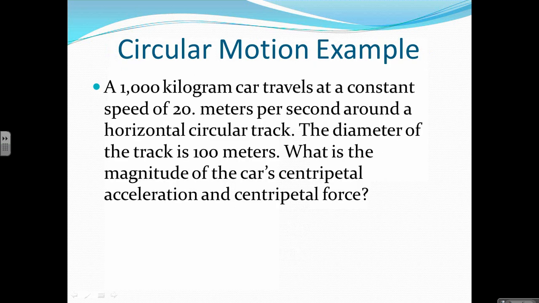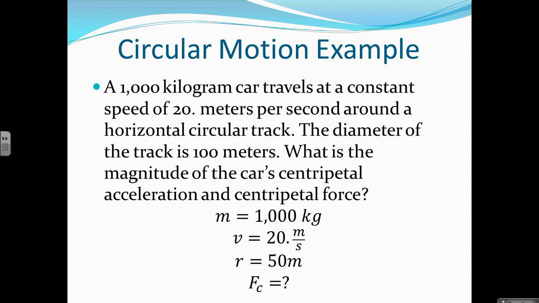So let's try a problem with this. A 1,000-kilogram car travels at a constant speed of 20 meters per second around a horizontal circular track. The diameter of the track is 100 meters. What is the magnitude of the car's centripetal acceleration and centripetal force? We have the following values given to us in the problem. Mass is 1,000 kilograms. Velocity is 20 meters per second. Radius is 50 meters. And we ultimately want to figure out the centripetal force.